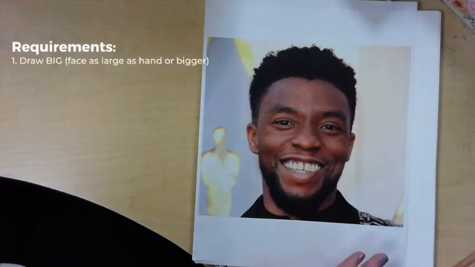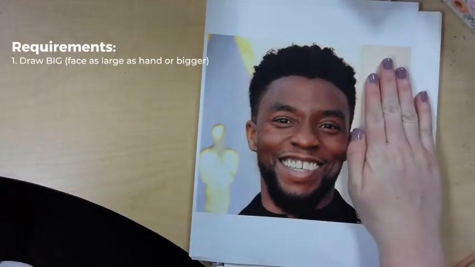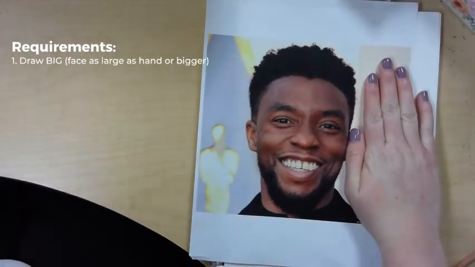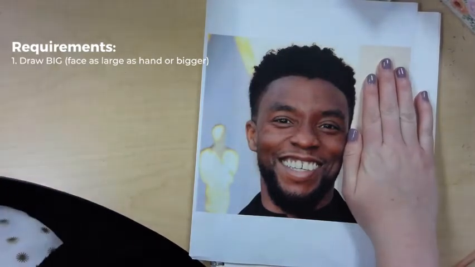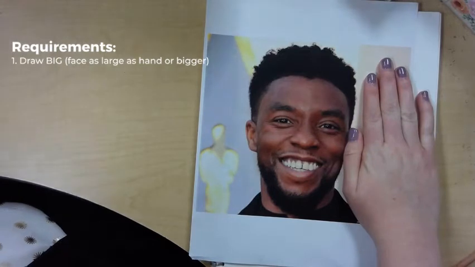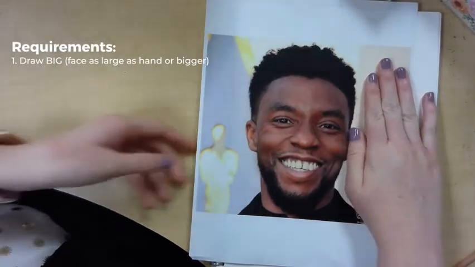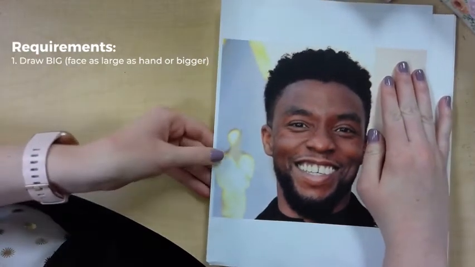So one way that you can judge if a picture is big enough is if the face of the portrait is bigger or as large as your hand. So compared to my hand, it's about the same size. Your hands are a little smaller than mine, so there's a little bit more wiggle room for you guys, but this is how you can know if your picture is big enough.